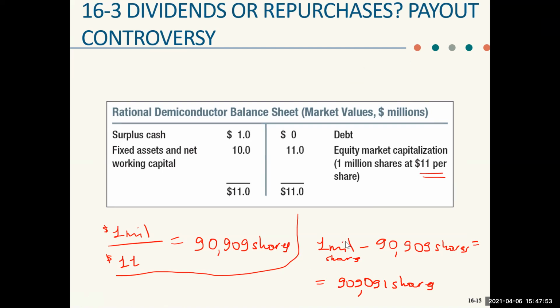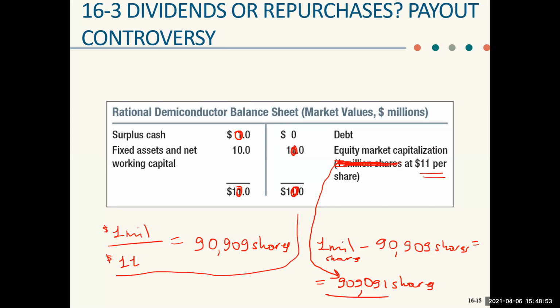So now, what will be the value of the company after this payment? Bear this in mind. You saw that when the company pays the surplus cash, this becomes zero. They paid, and this is now 10, and this is also 10. So this also should be 10. But this $10 million valued equity is represented now not with the 1 million shares, after repurchase it's represented by this many shares. So now we can find out the market price of a share.